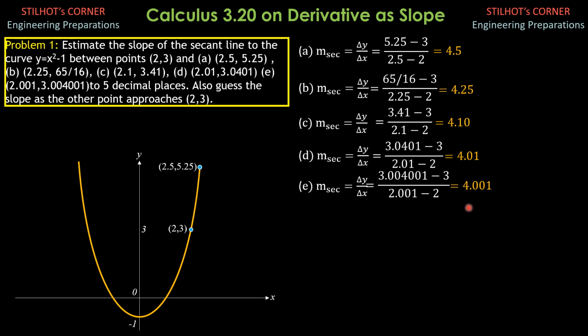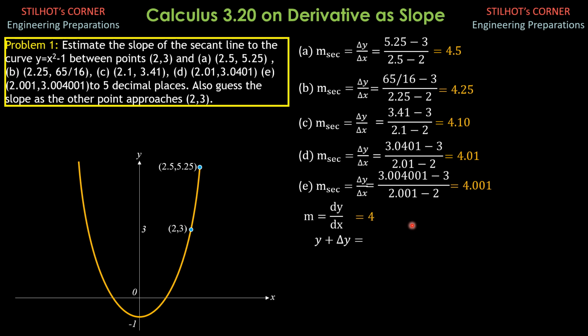So as the other point approaches (2, 3), we see that the value of the slope of the second line approaches the value which is 4. So the slope is therefore 4, the slope of the tangent line. And to officially show that it is really 4, we have to apply limits.